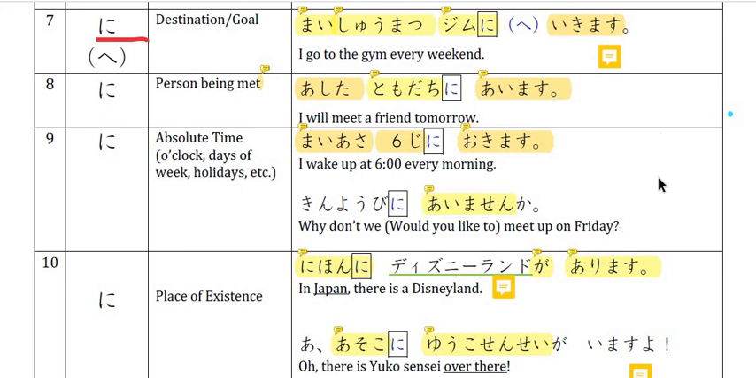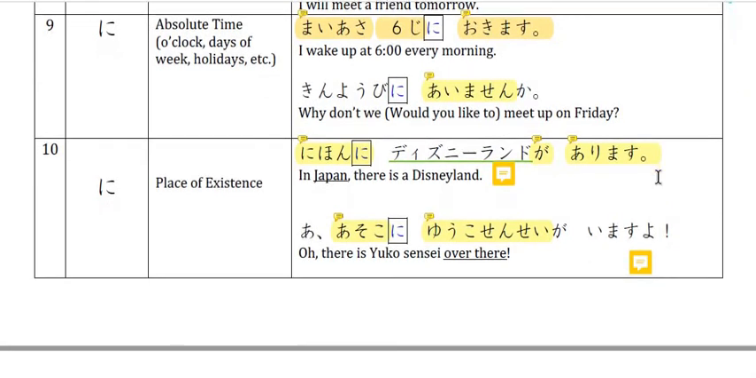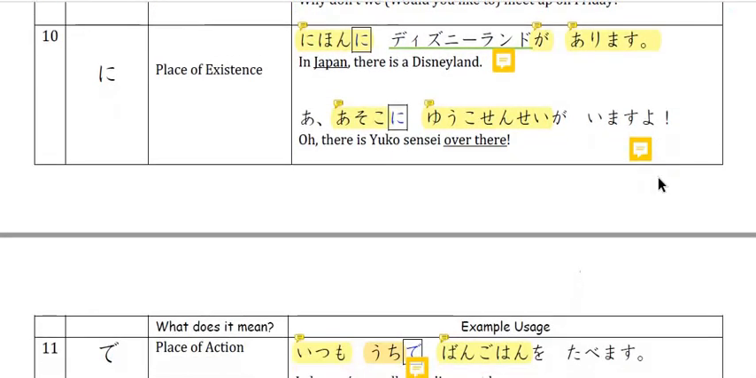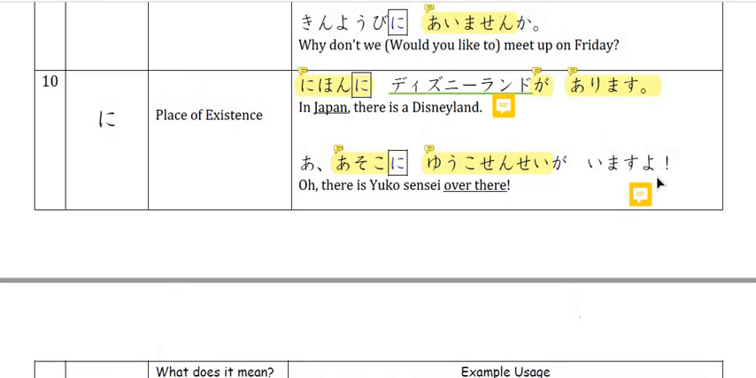Moving forward, again a function of the particle ni: it marks the place of existence. Do not get confused between the subject of existence and the place of existence. The subject of existence is marked by the particle ga. Neko ga arimasu. Remember this example every time. And the place of existence is marked by the particle ni. So if there is a place that is existing, you are going to mark that place with the particle ni.